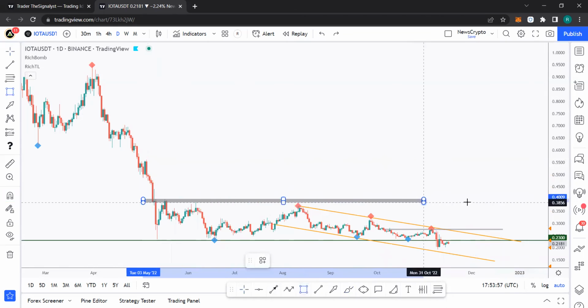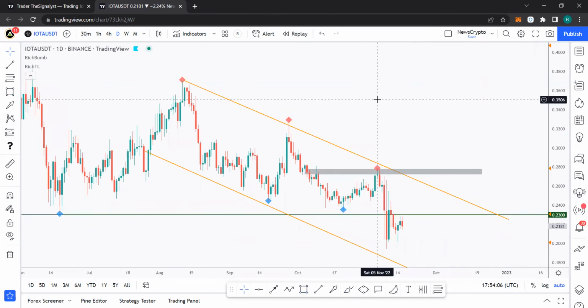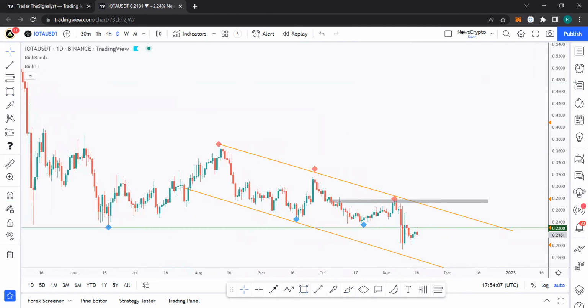Let me see. I guess I have it a little bit higher. Let me check. Oh no, it's good. That's it for IOTA.